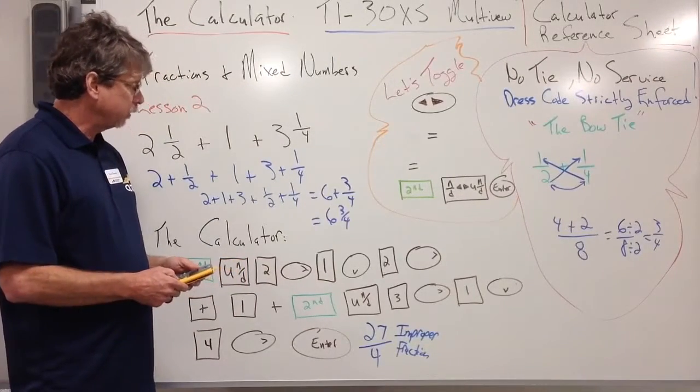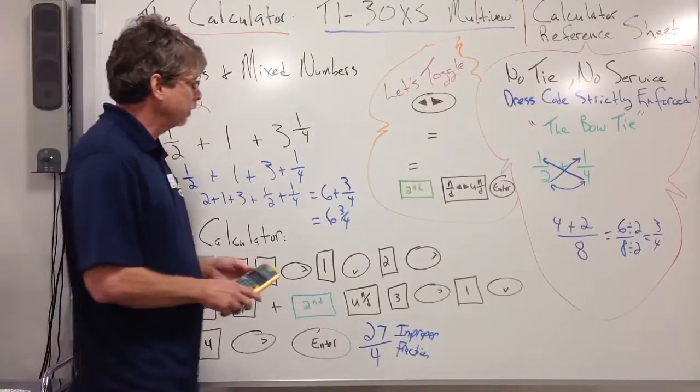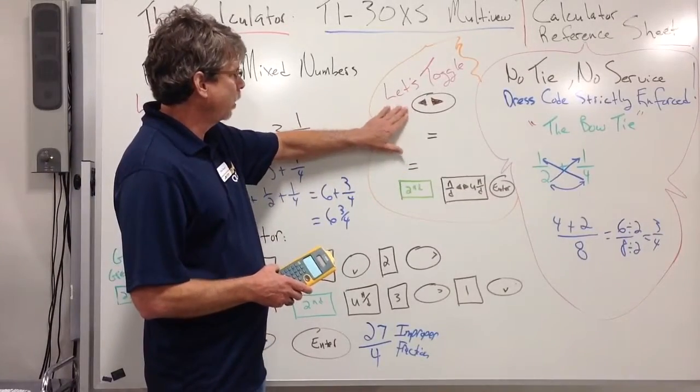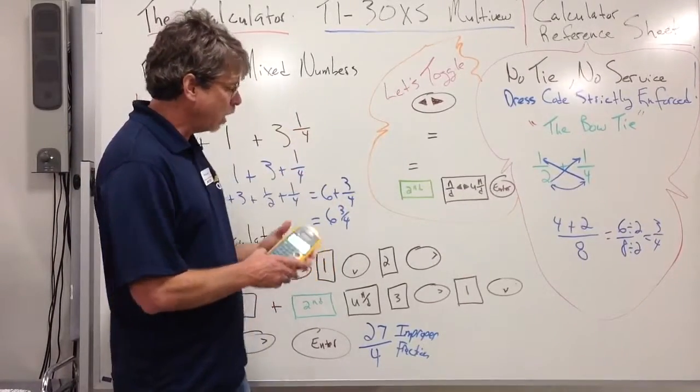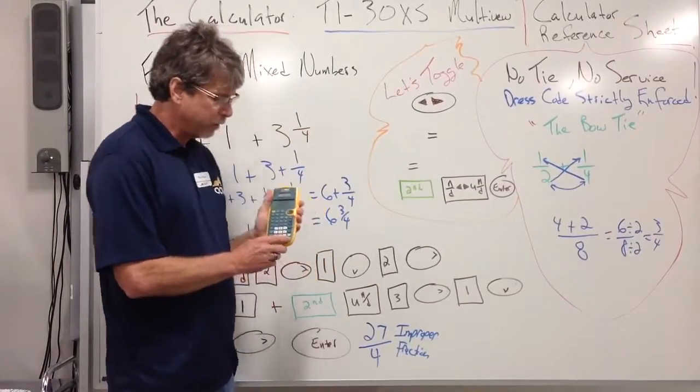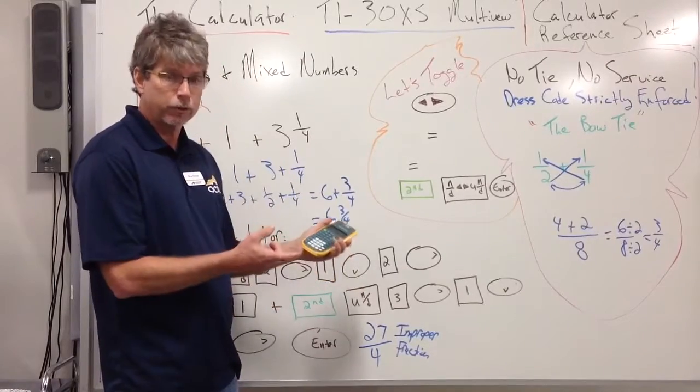Now what we can do though is let the calculator work for us. There's what we call a toggle button. The toggle button is right above the enter key. So the 27/4 can be put into the calculator. It looks like I already lost it. Sorry about that. But now I've got to put the 27/4 back in.